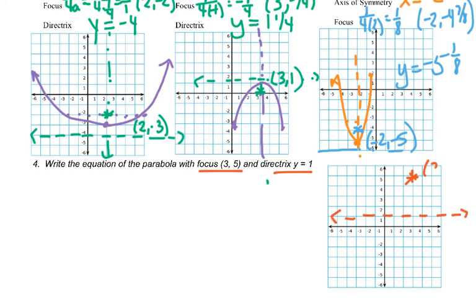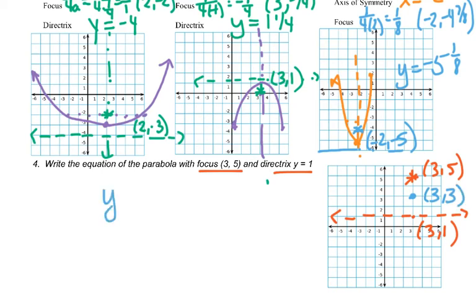Well, the main thing that I have to find to make a parabola is the vertex, right? So I'm noticing that point is 3, 5. That point on the directrix is 3, 1. Do you know what the vertex would be? Right, the vertex is going to be 3, 3. The vertex is right in the middle there.